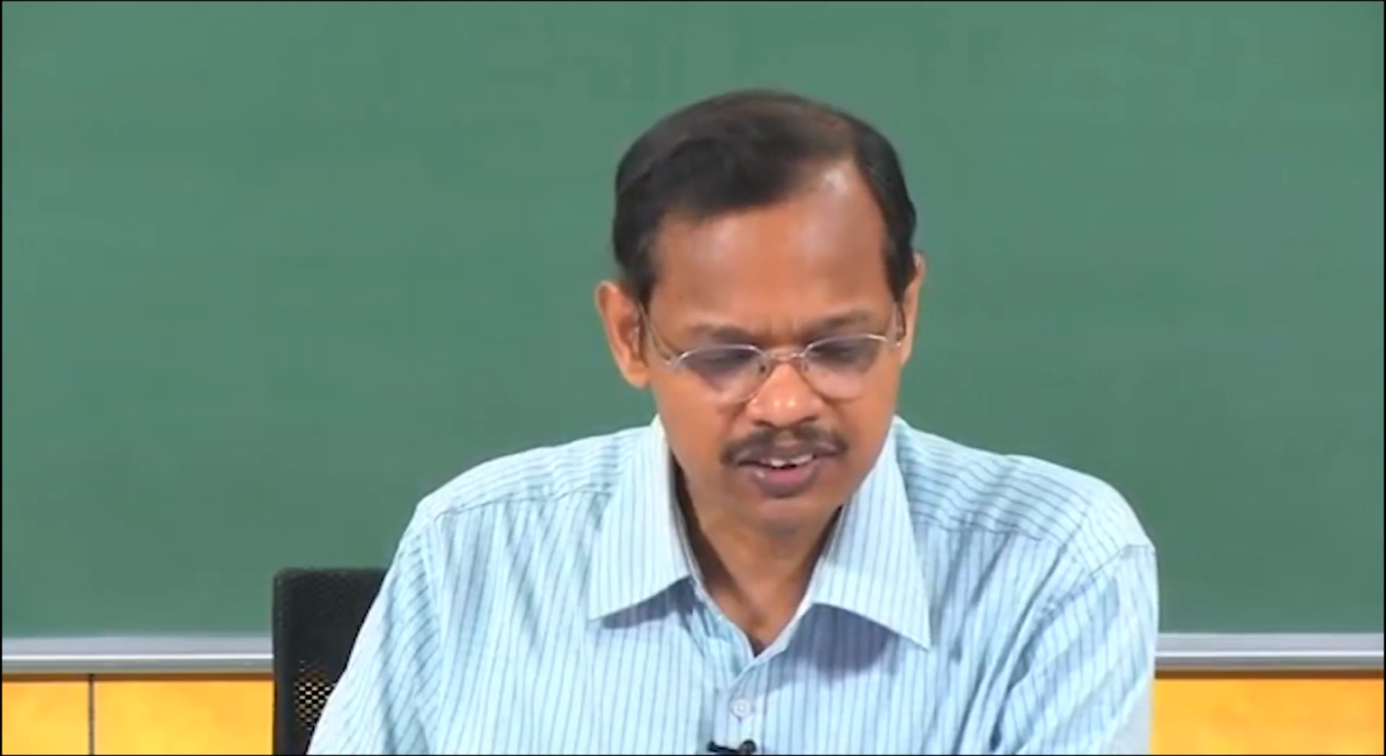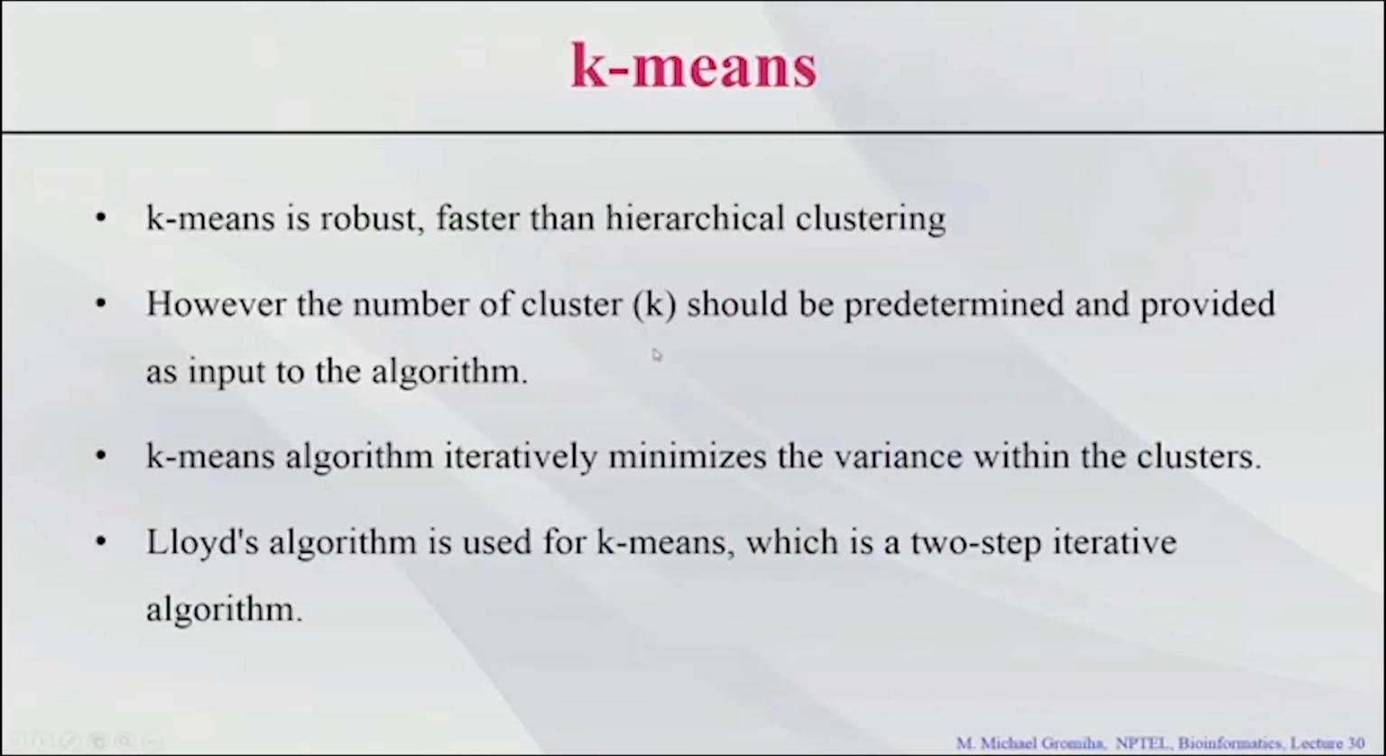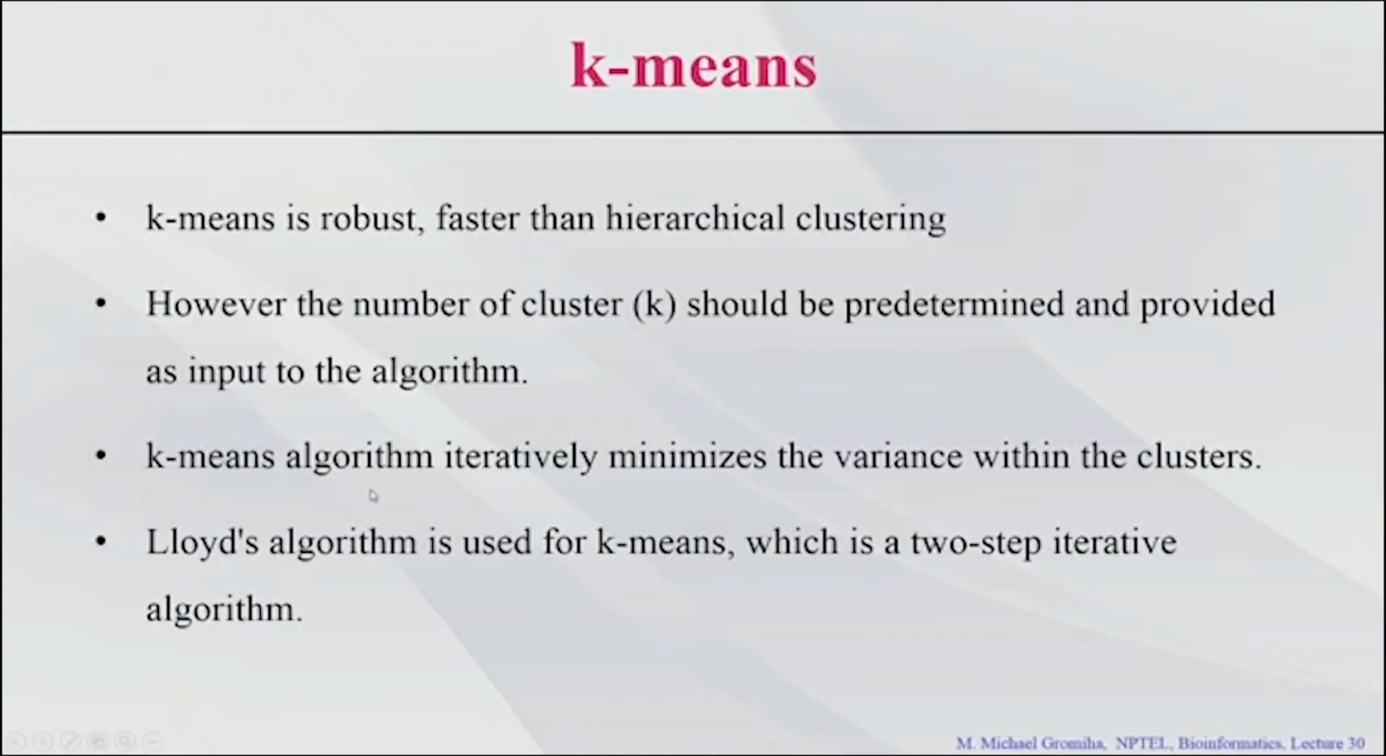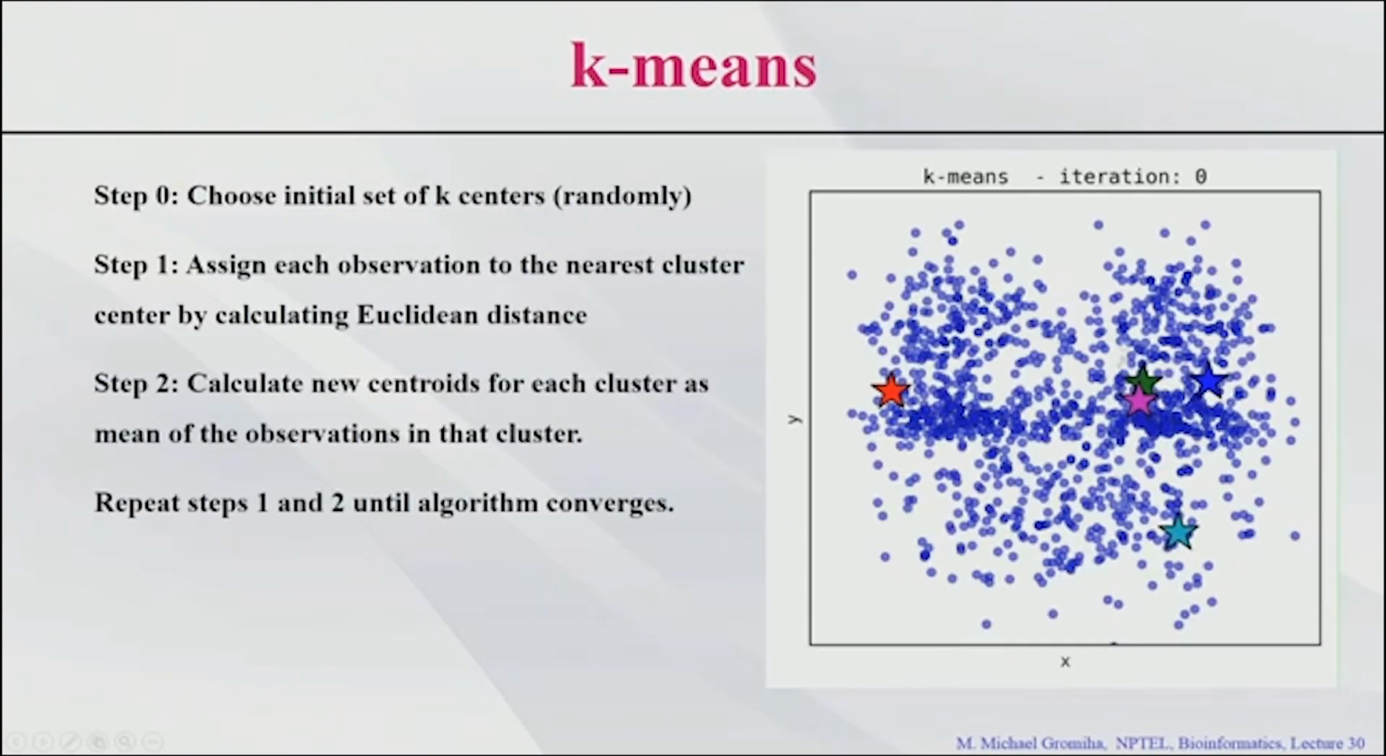In this case the number of clusters should be predetermined. We are required to say, okay, we require 4 clusters or 5 clusters, or however many clusters we need. We took a group of 100 proteins; if we need 2 clusters, it is simple, you can make a simple cutoff as I discussed earlier. If you set the number of clusters, accordingly you can group based on the values. What does k-means clustering do? It iteratively minimizes the variance within the clusters. Mainly Lloyd's algorithm is used for k-means, which is a 2-step iterative algorithm. I will tell you how to do that.